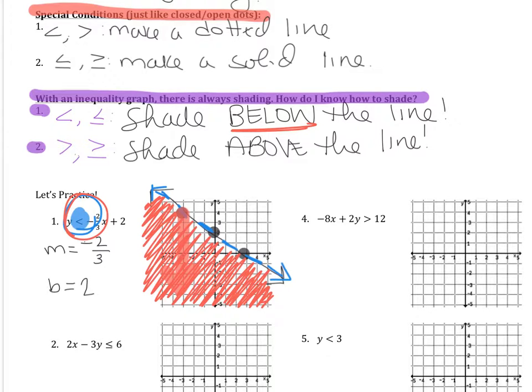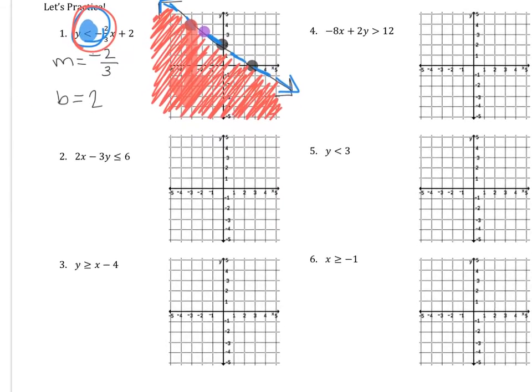But notice on this picture I have a dotted line. So if I plotted a point on my dotted line, would that be considered a solution? No, because that's like saying 2 is less than 2, which is not a true statement. Let's go ahead and look at another one. Let's go down and look at number 2.